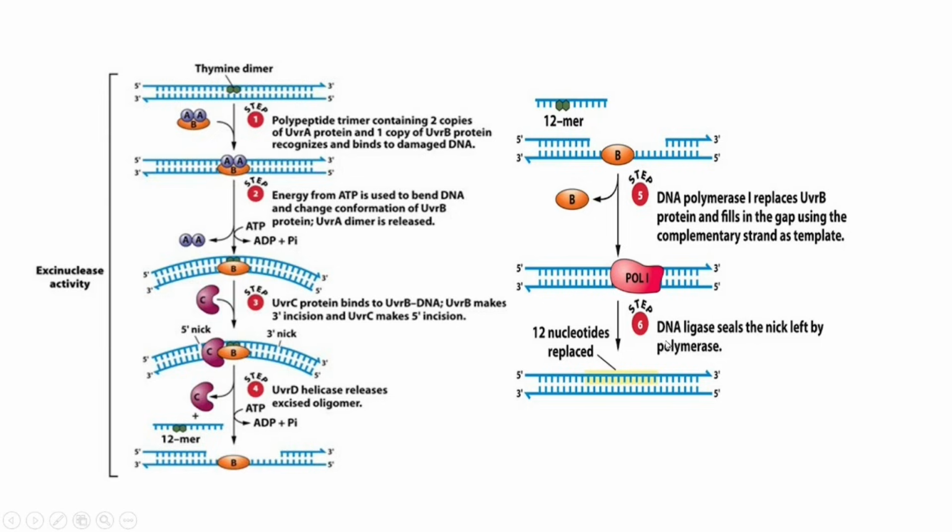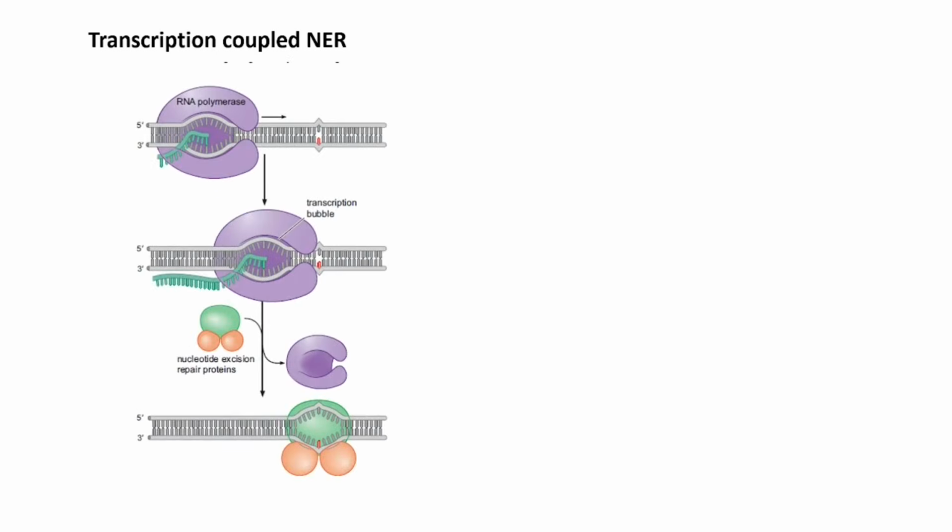In prokaryotes, it has been found that the transcribed DNA is repaired faster. It leads to what is called transcription-coupled NER. When RNA polymerase comes across a bulky lesion, it stalls. This stalling is a signal for the transcription repair coupling factor to bind to the site.